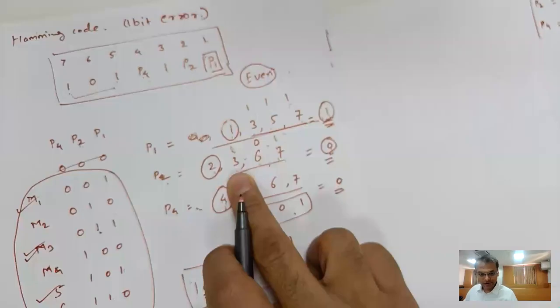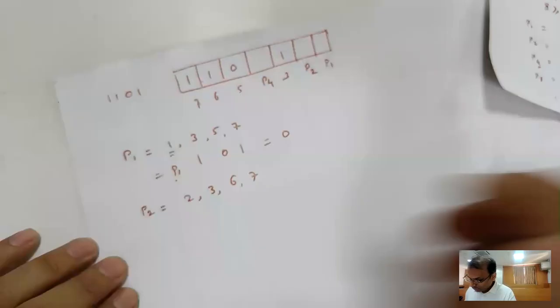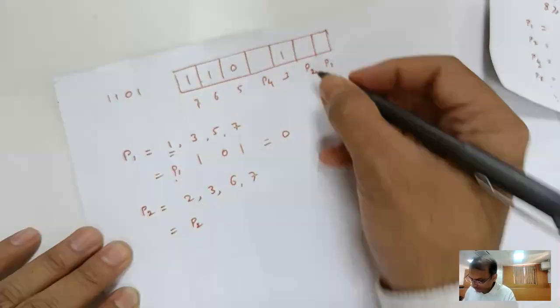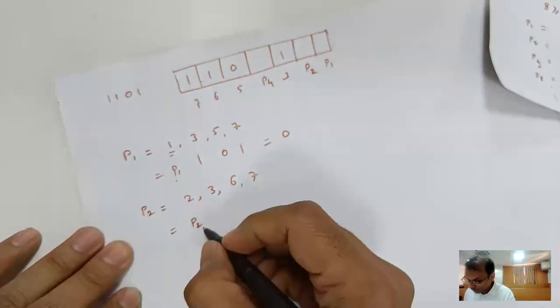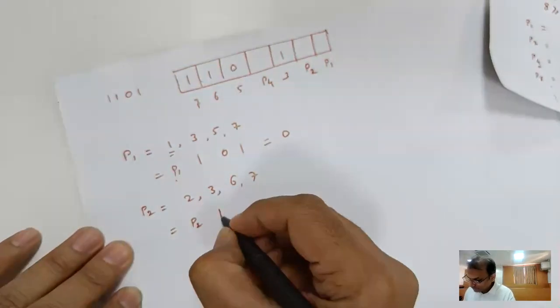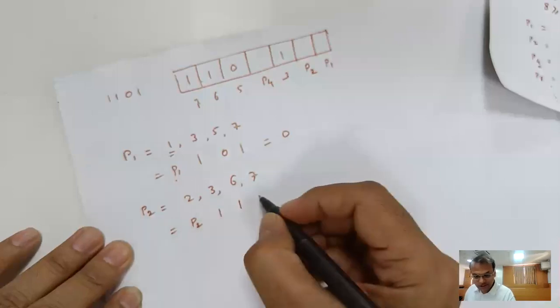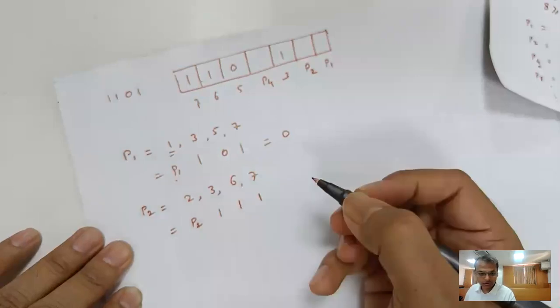Two, 3, 6, 7. That is correct. Now let us put the values. P2, second position, P2 is there. That's what we have to find out. Value of 3 is 1. Value of 6 is 1. Value of 7th bit is 1. Right?